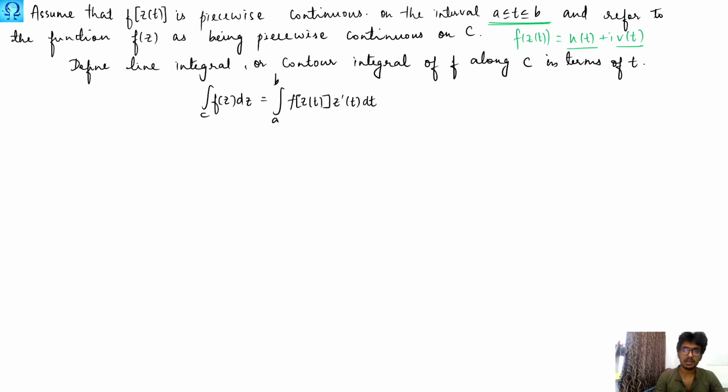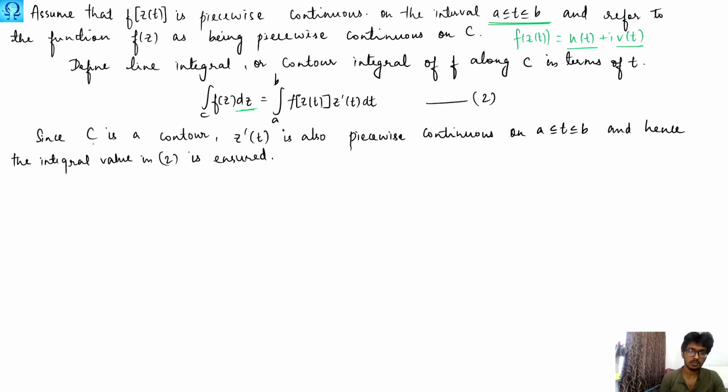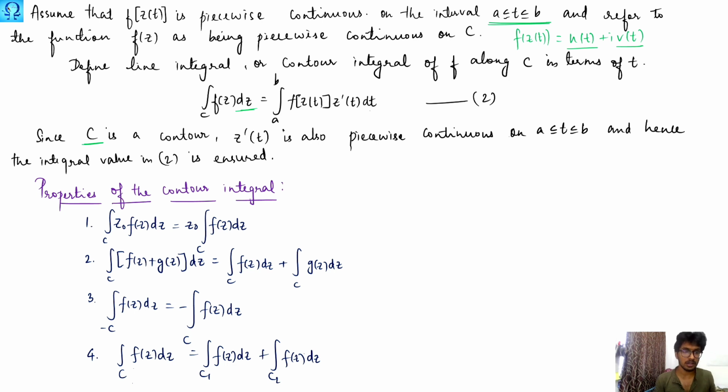Next, we define a line integral or contour integral in this form. The integral over the given contour c of f of z dz is the integral from a to b of f of z of t times z prime of t dt. So the complex integral is transformed into an integral over a real variable, and with this idea we extend. Since c is a contour, z prime of t will also be piecewise continuous, so the piecewise continuity is enough to ensure the integral value exists. Next, we are going to see some properties of the contour integral which are extended from the complex integrals that we have already seen, and the derivatives as well.